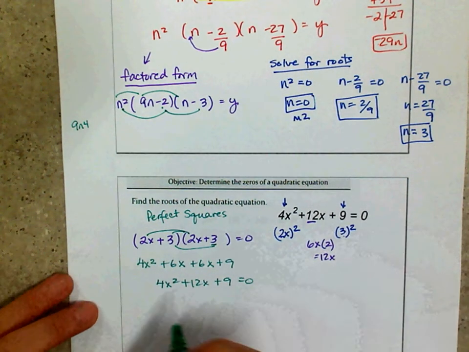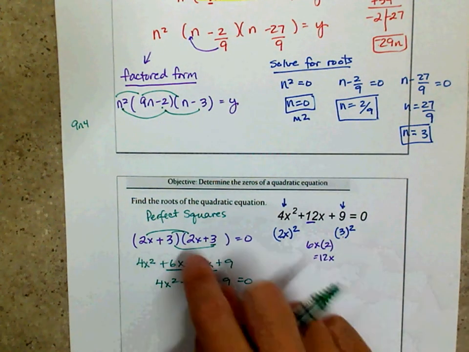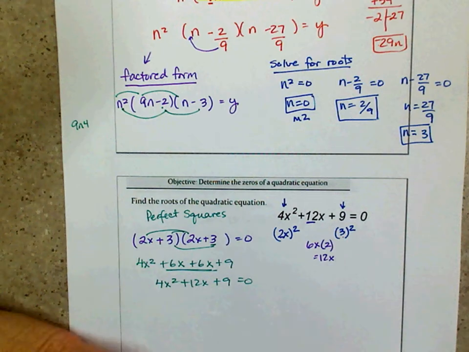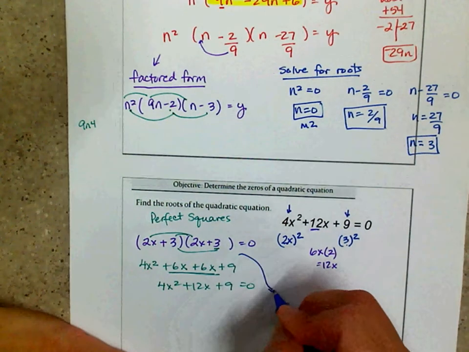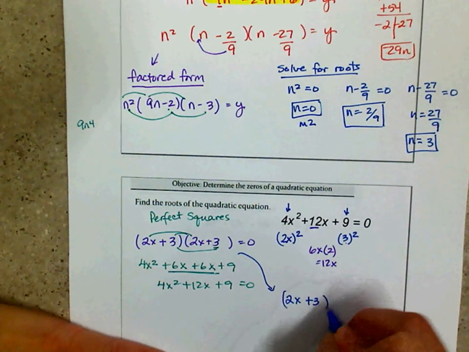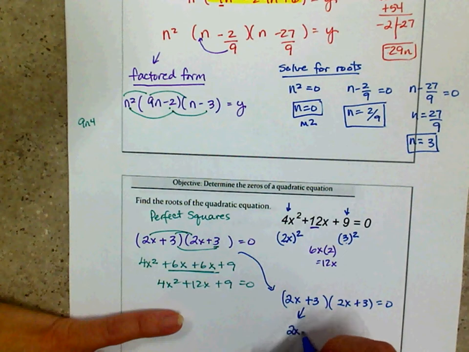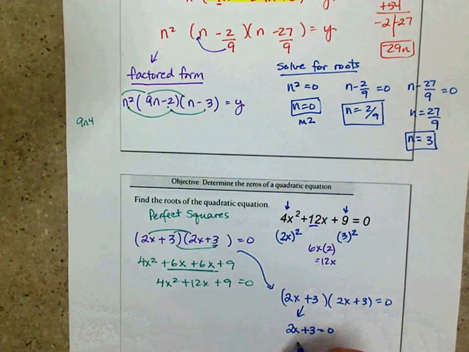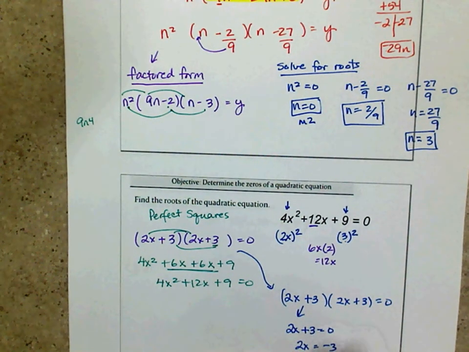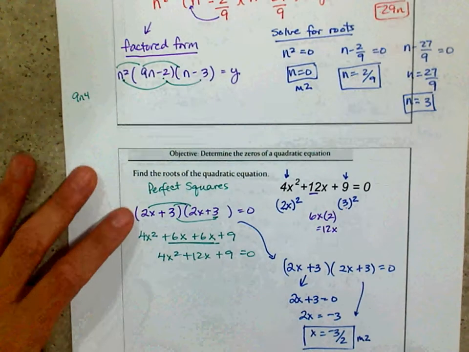Okay. And if you really want to know, you can go 2 times 3 is 6, double it, and then you can just solve. All right. Let's go back real quick. So there you have your factor form. 2x plus 3 times 2x plus 3 equals 0. Solve. 2x plus 3 equals 0. Subtract 3. Divide by 2. There you have it. And if you want to write multiplicity of 2, you can. But you don't have to write numbers. It's going to bounce at negative 3 over 2, and you're done.